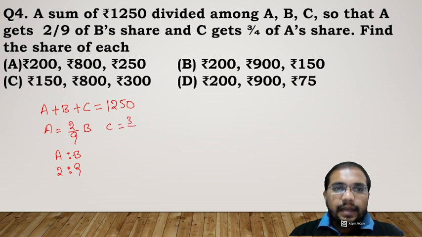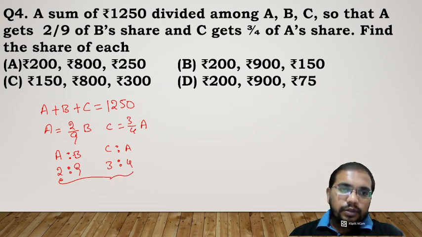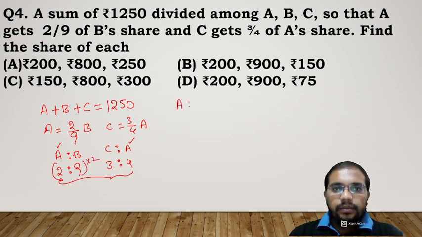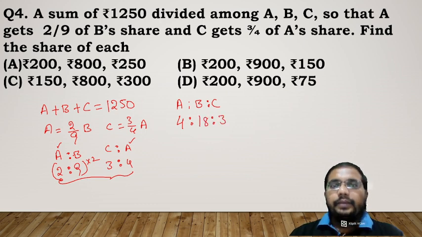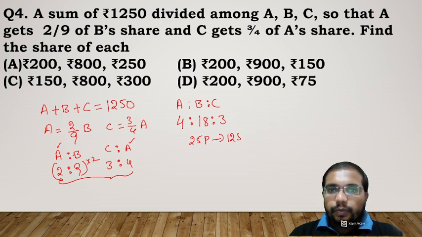C is getting 3 by 4 of A share. That means C and A ratio is 3:4. In these two ratios, which value is common? A. That means I make the A value the same by multiplying with 2. A, B, C ratio must be 4:18:3. That means A share, B share, C share total 25 parts, 1250 rupees.